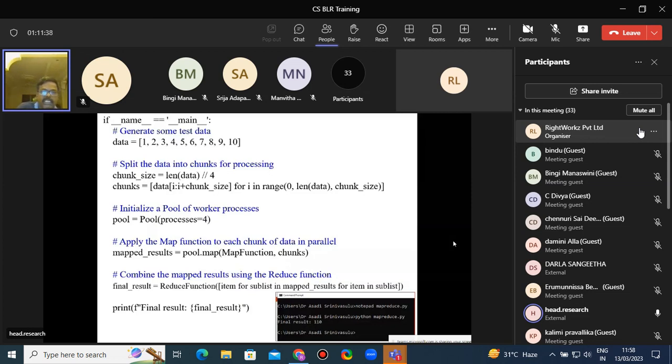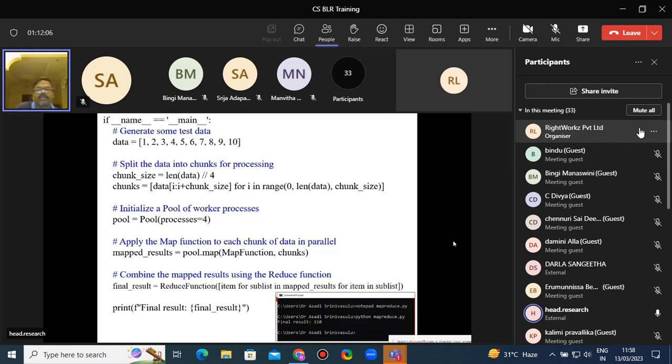I am taking data as 1, 2, 3, 4, 5, 6, 7, 8, 10. Split the data into chunks for processing. Chunk size equals length of data divided by 4. So that is called 4 chunks. Then we are dividing the data: data[i:i + chunk_size] for i in range(0, len(data), chunk_size).